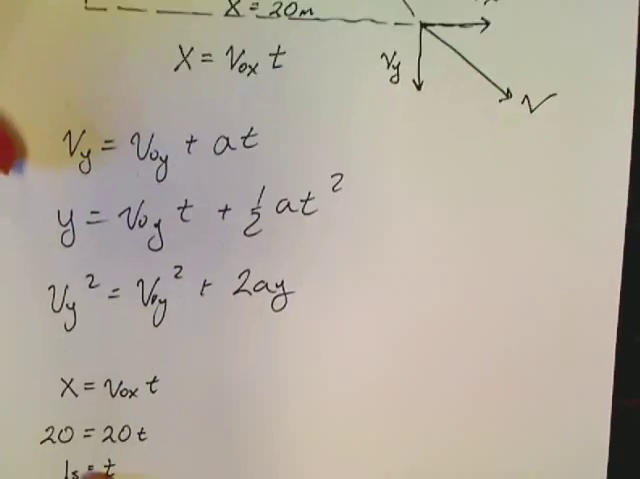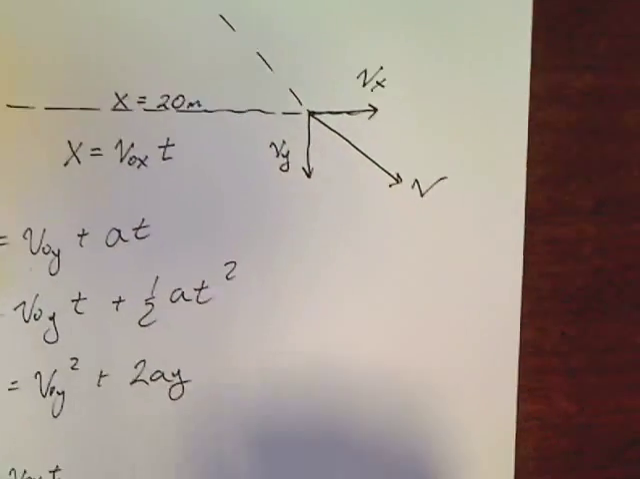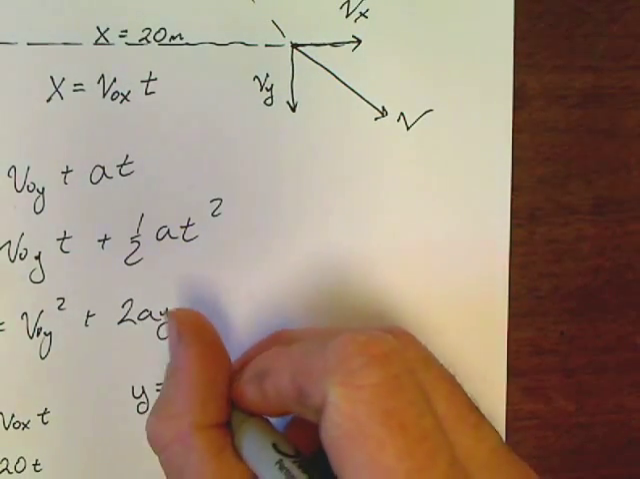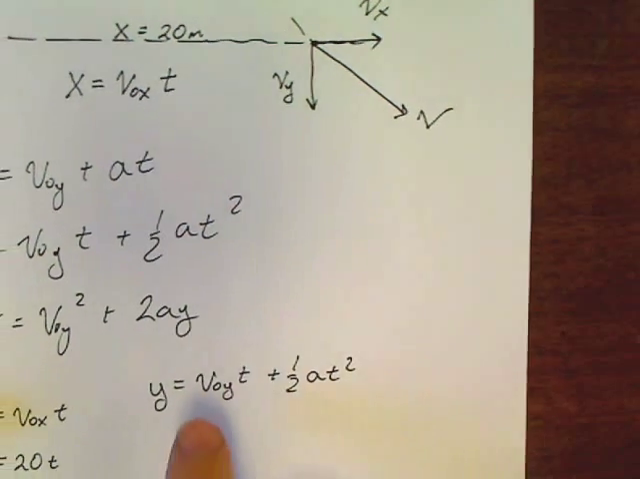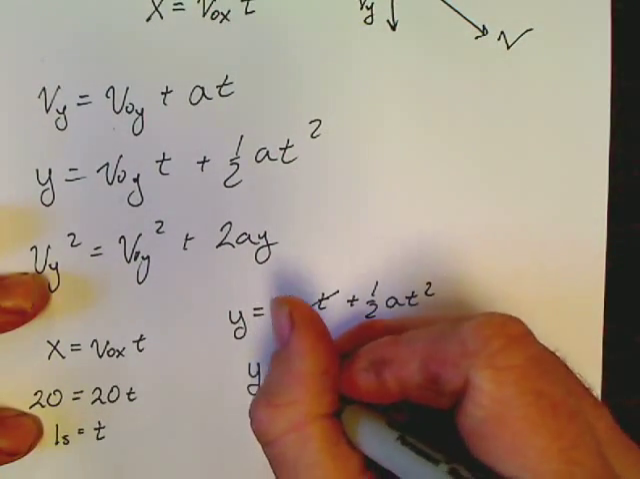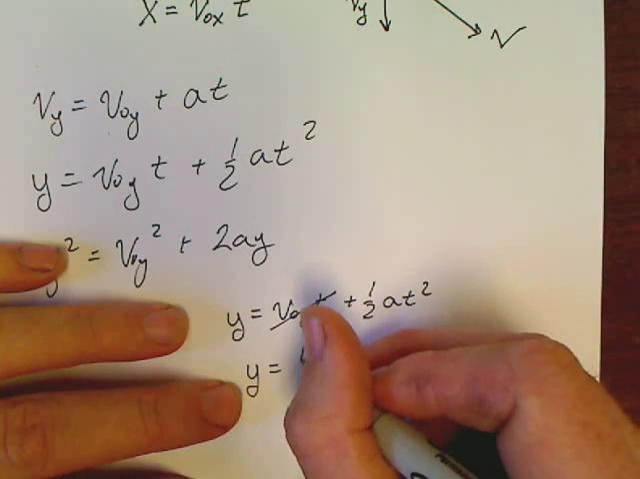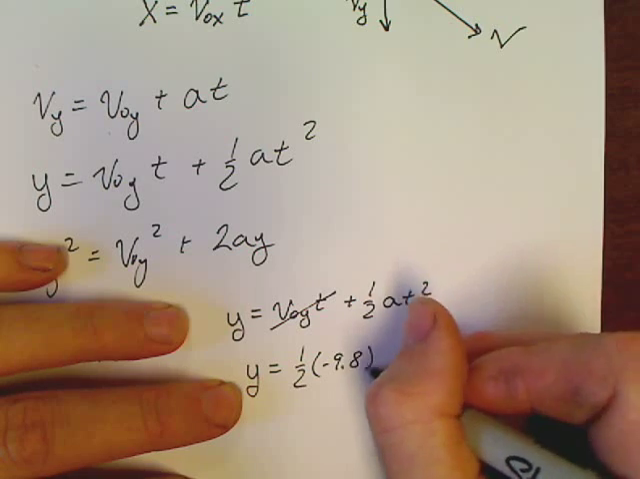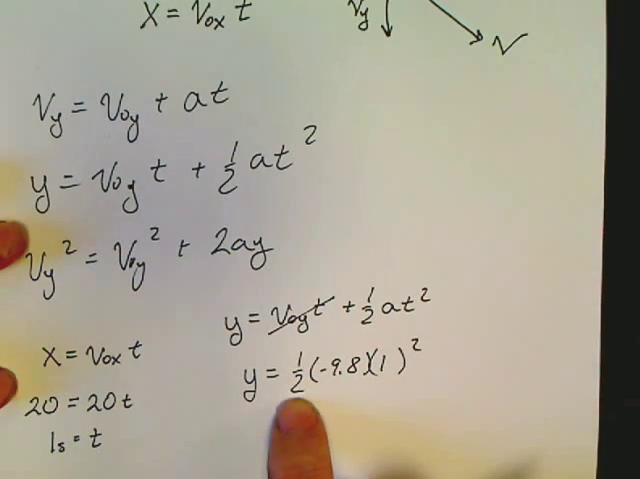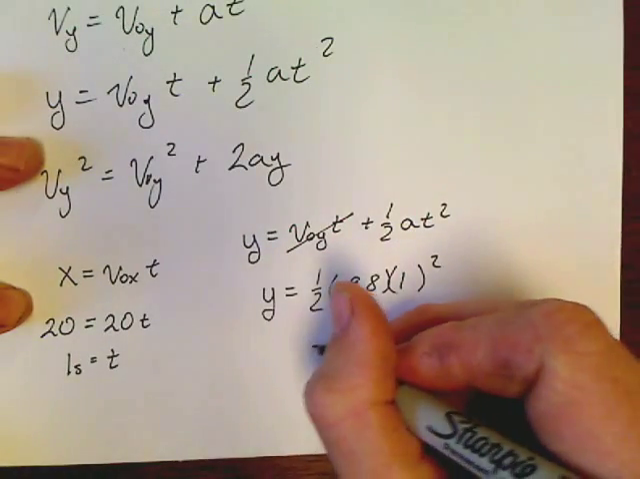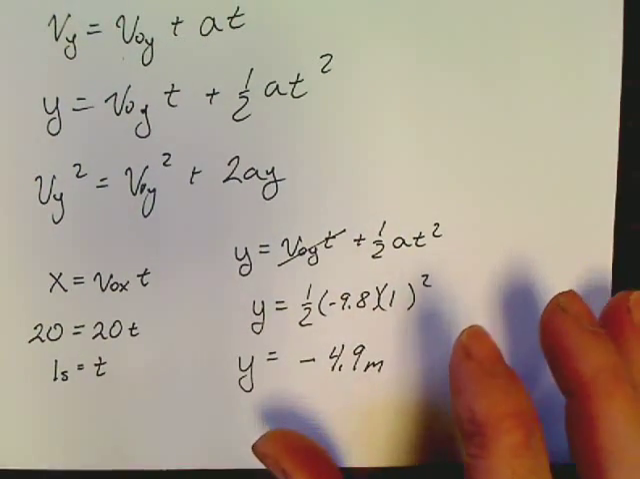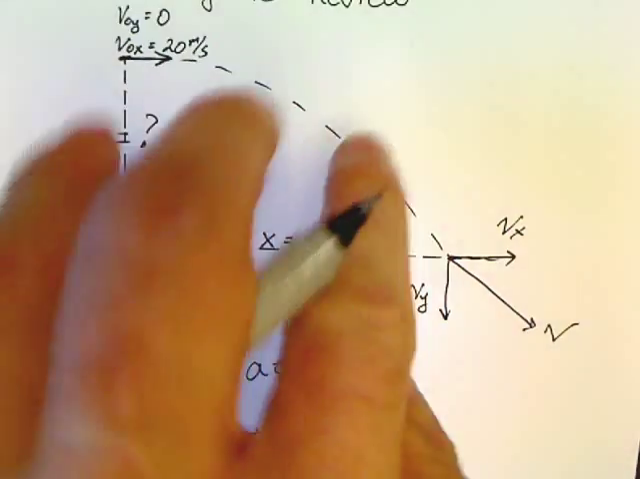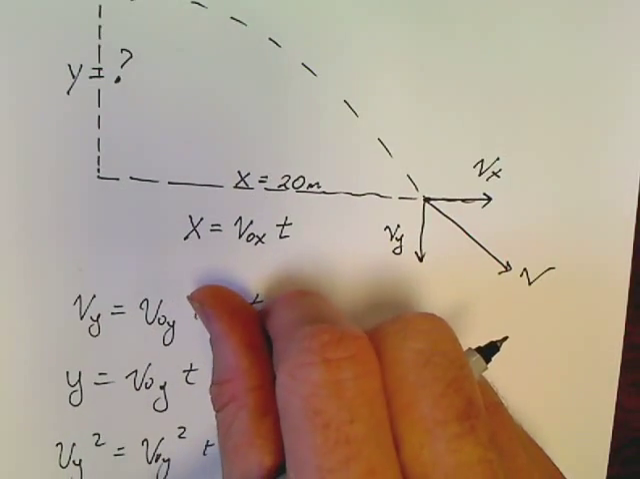Can we use that time now to find this height? You bet we can. Y equals VOYT plus 1/2 AT squared. And lo and behold, VOY we said was 0. So we can scratch that out. Y is just 1/2 times negative 9.8 times 1 squared, which would be negative 4.9 times 1 squared. This problem only came off a negative 4.9 meter tall cliff. So our cliff was actually very short in this problem.